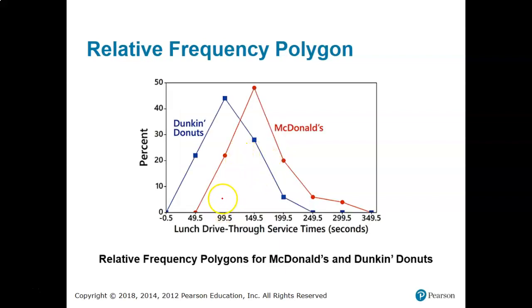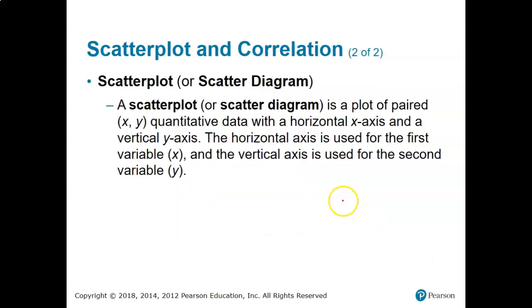Okay, so here's the comparison of the relative frequency polygons for the Dunkin' Donuts and McDonald's. We looked at a comparison in terms of the tables, and this is a comparison in terms of the relative frequency polygons. So you can see that the shape is somewhat similar, except McDonald's is a little bit further to the right than the Dunkin' Donuts.